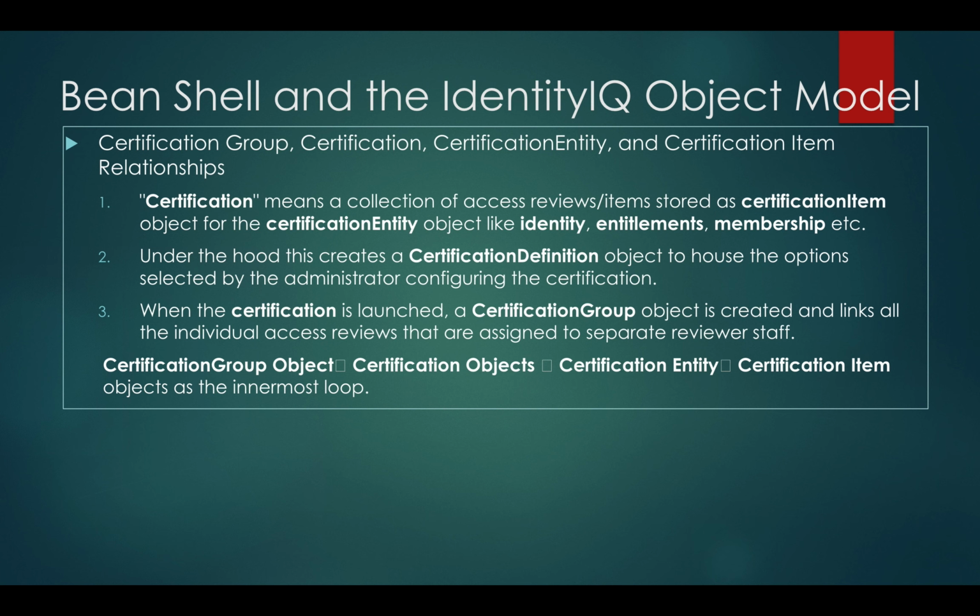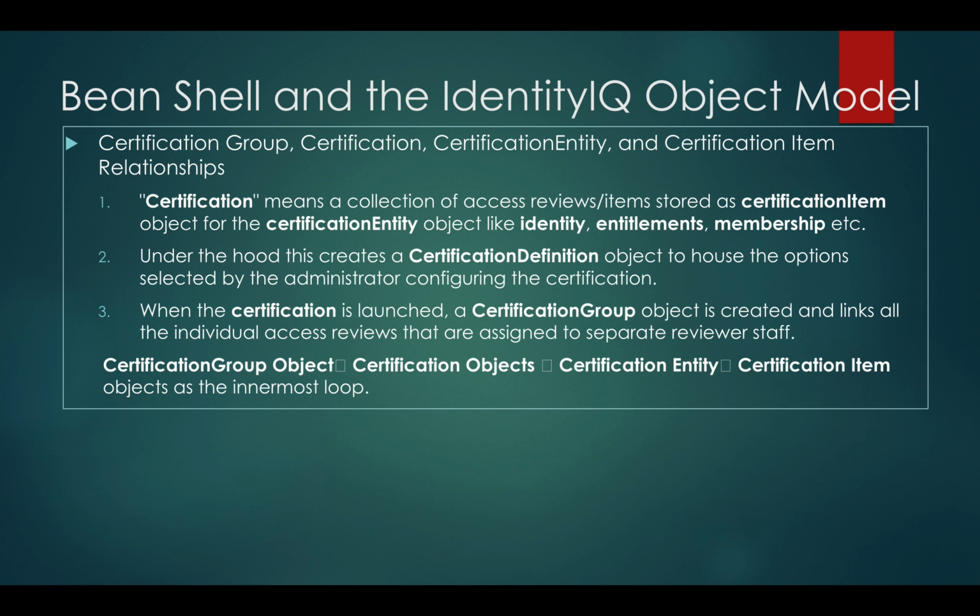So these are all the certification entities. Whenever an admin or the certification owner creates a certification, all that information is encapsulated into a certification definition object. The certification definition object houses the options selected by the administrator to create or configure the certification. Once the certification is created and launched, a certification group object is created, and that certification group object holds all the individual accesses that are assigned to separate reviewer staff.